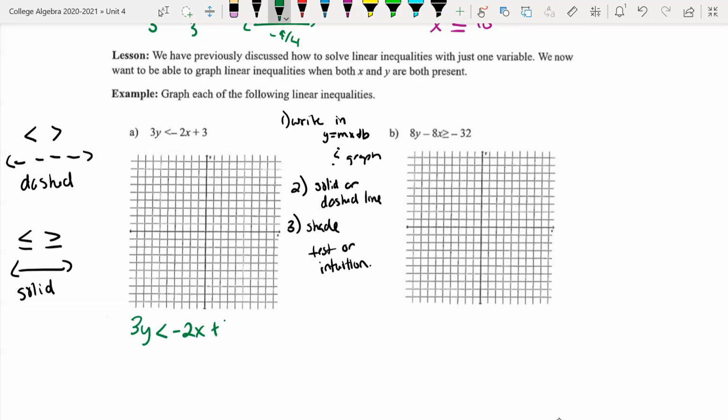I would divide by 3 on everything, and you would get negative 2/3 x plus 1. So I'm going to start at positive 1 and go down 2, right 3, down 2, right 3, or I can go up 2, left 3. This is a dashed line.